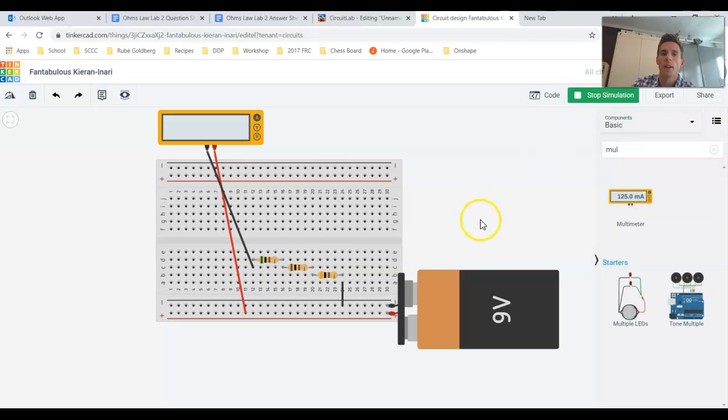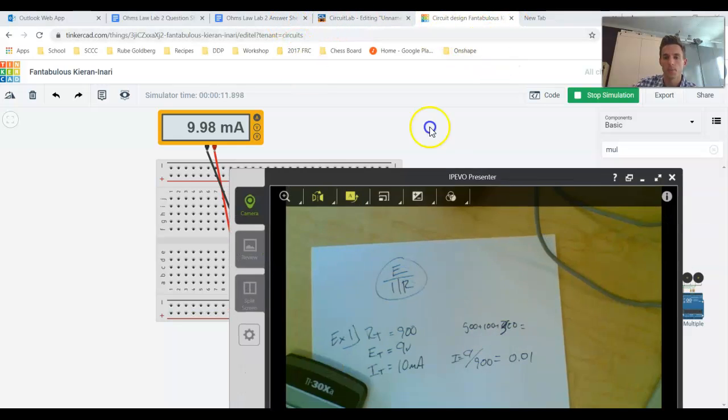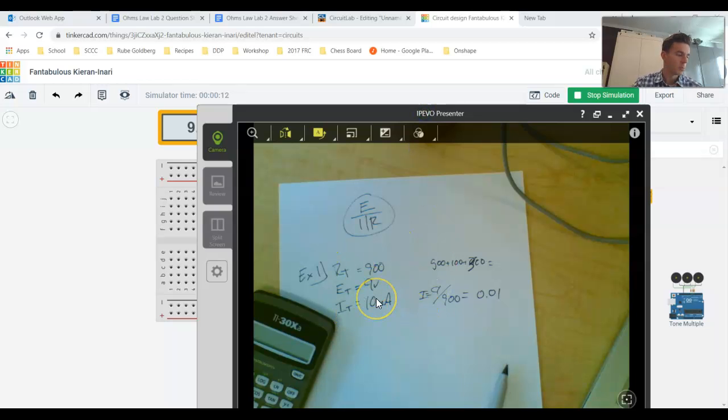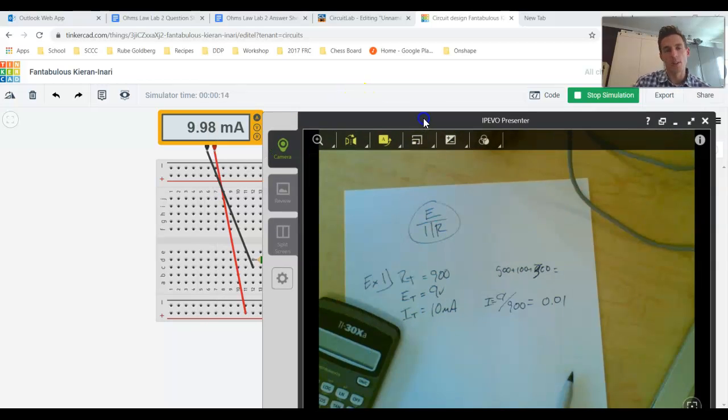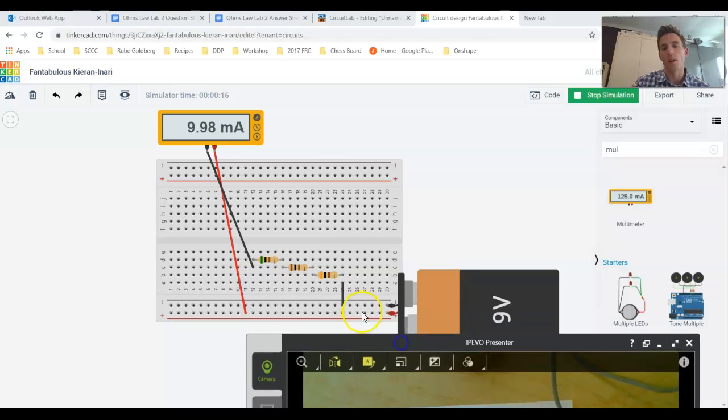amperage. Now, when we run this, we are reading 9.98 milliamps. We have calculated that we are supposed to be getting 10 milliamps. 9.98 rounds to 10, close enough. There is some added resistance of the wire itself, which is probably what that is picking up. But that's good, okay? So that's example number one.